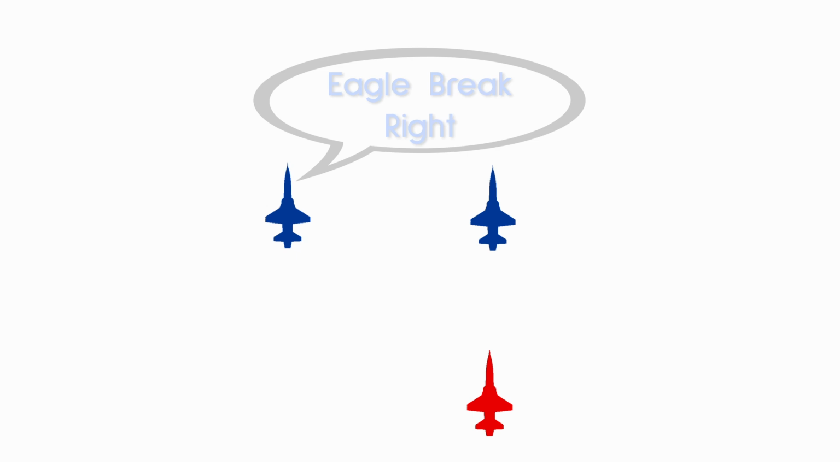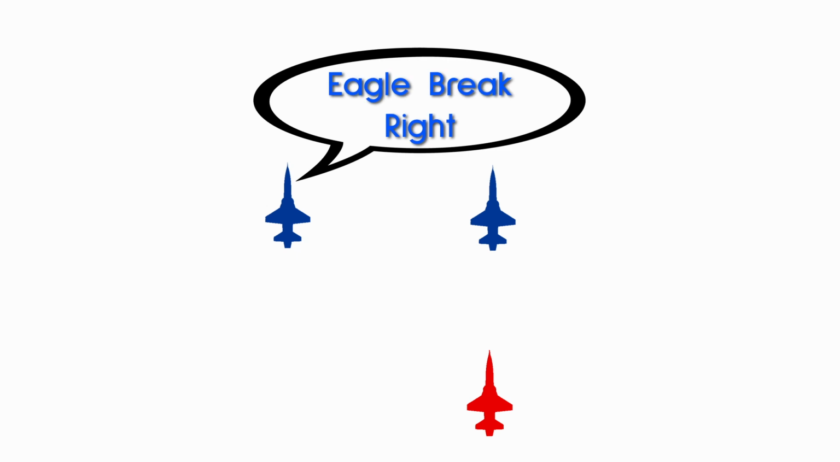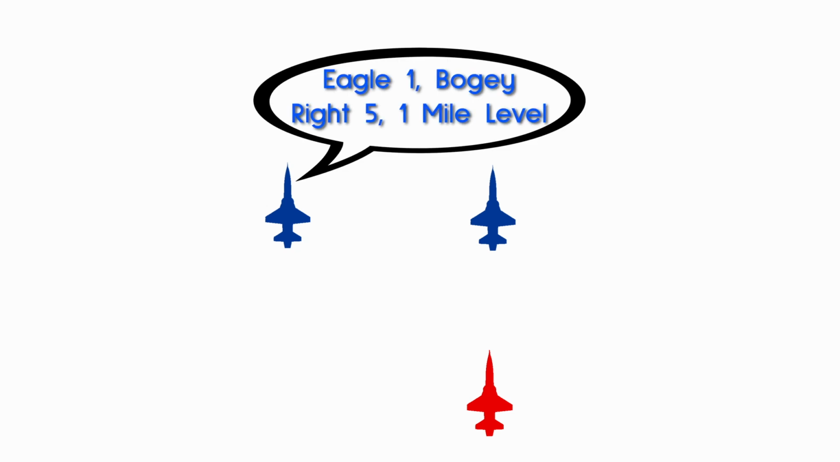Since this bogey is behind the flight lead, they need to turn towards Eagle 1. So Eagle 2 calls, "Eagle, break right." Eagle 2 could have called a hard right instead. But since this bogey was close enough to employ weapons, a more drastic break turn was called. Eagle 2 immediately follows up with the second radio call to get Eagle 1 looking in the right direction. "Eagle 1, bogey right 5, 1 mile level."